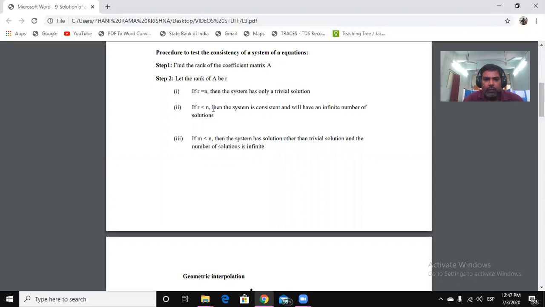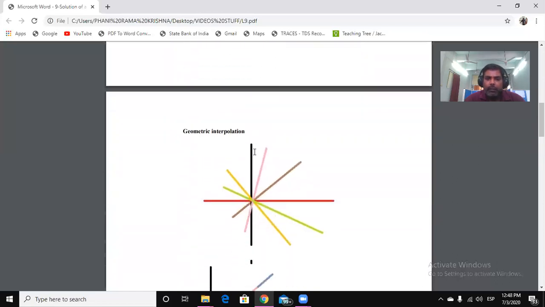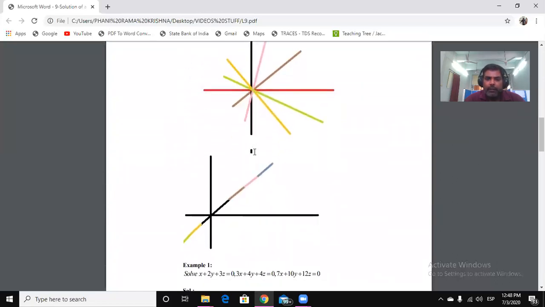So now we are going to see whether the system has infinitely many solutions or not. If M is less than N, if A is an M by N rectangular matrix, the system has solutions other than the trivial solution, and the solutions are infinite. That means whenever the number of variables is more than the number of equations, then obviously the system has a non-trivial solution. That is the meaning of M less than N.